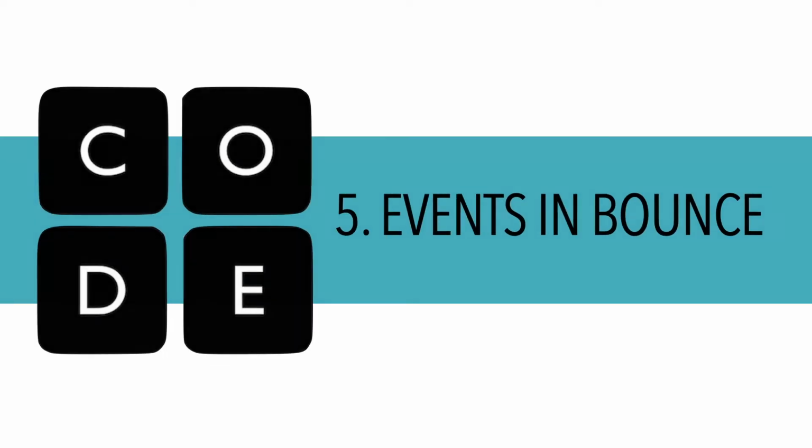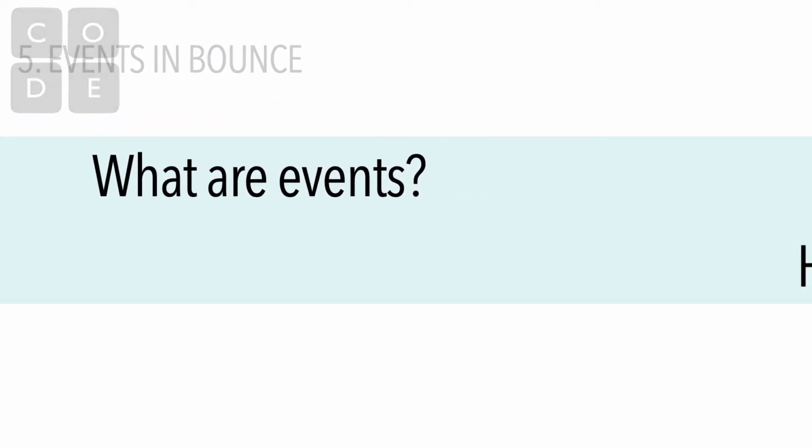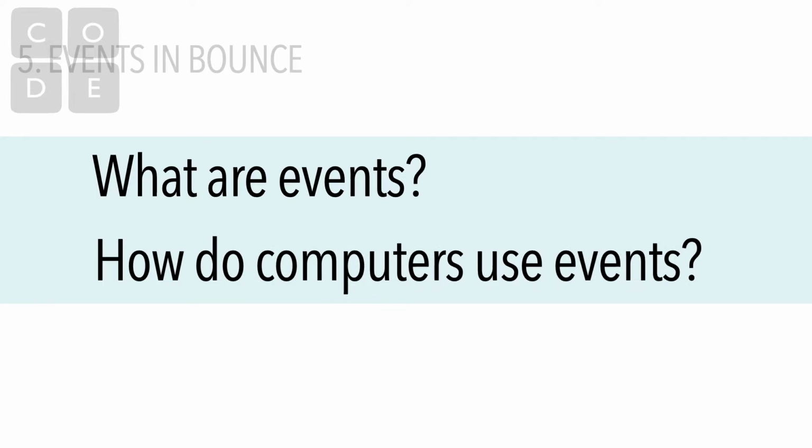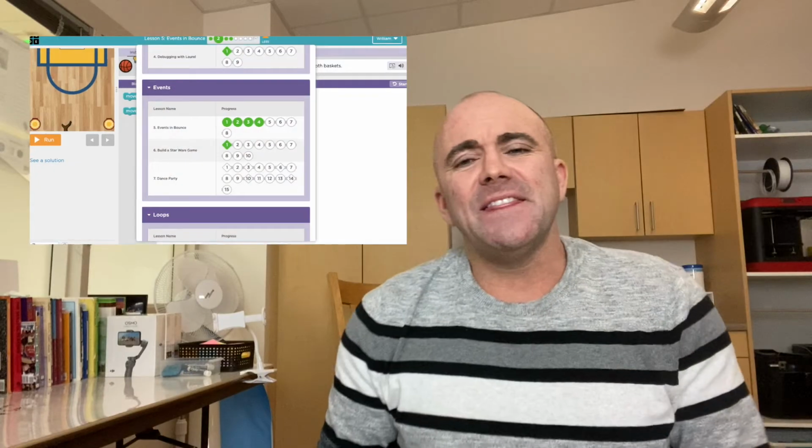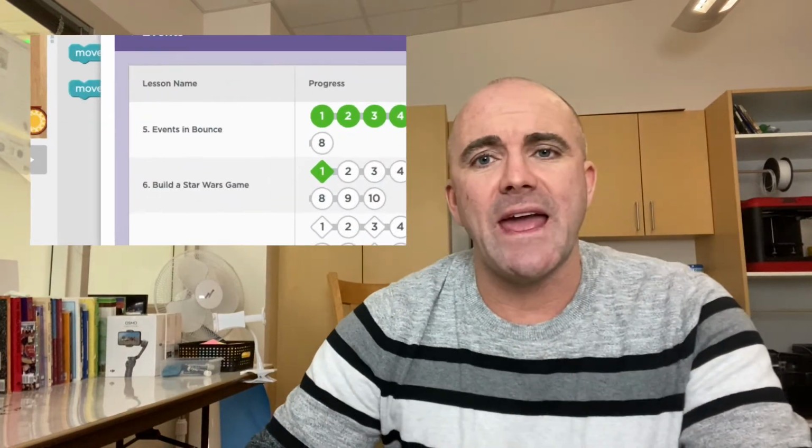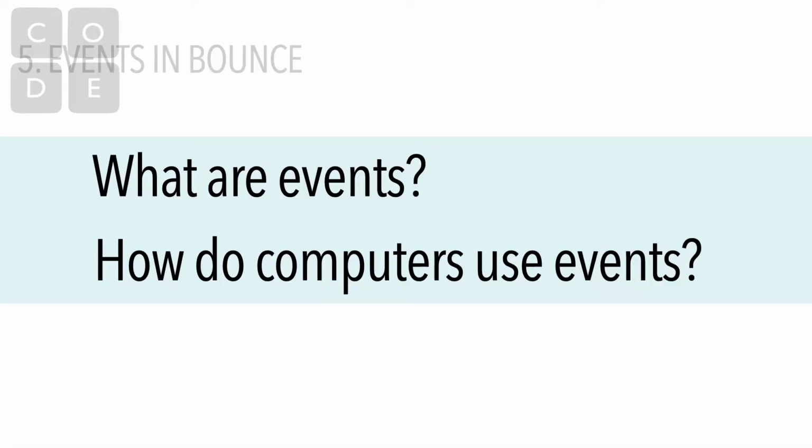In today's lesson, we are going to learn about events. We're going to learn about what events are. We're going to learn about how computers use events in programs like video games. And in this particular lesson, we're going to program a basketball game. And in this basketball game, we're going to focus on what events are through the context of a controller.